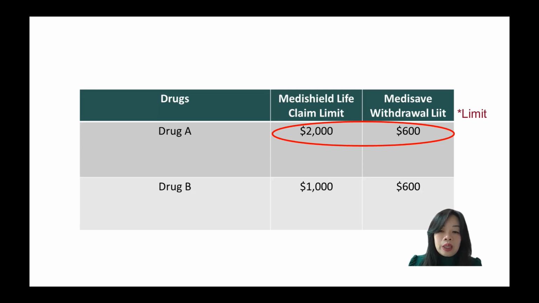So for example, if a patient used both drug A and B, right? Drug A being the Medishield Life limit to be 2,000 and the Medisave withdrawal limit to be 600, and B being the Medishield Life limit to be 1,000 and Medisave withdrawal limit of 600 in a month, the patient may claim no more than $2,000 from the Medishield Life and $600 from the Medisave in that month.